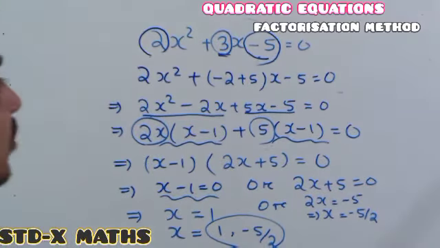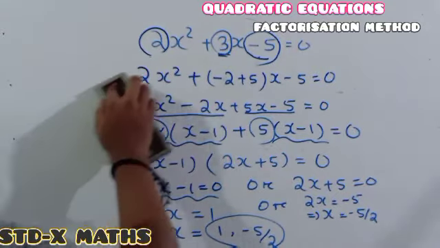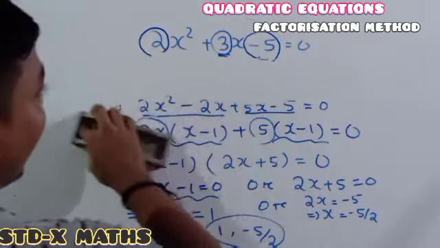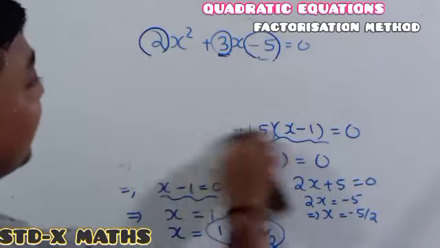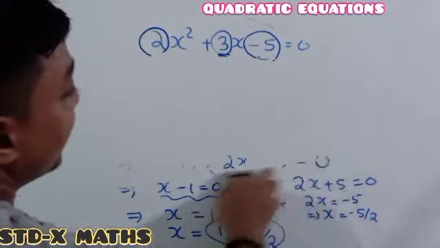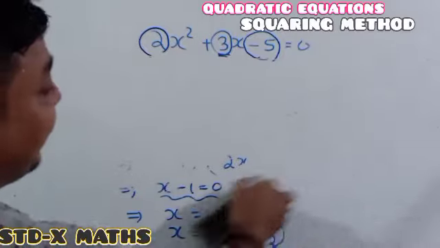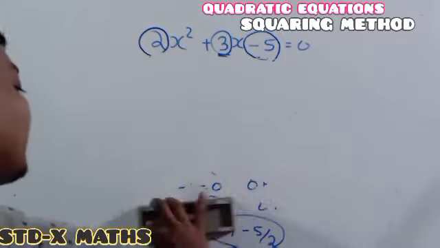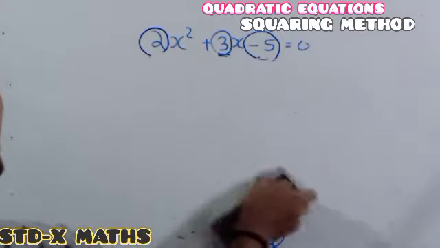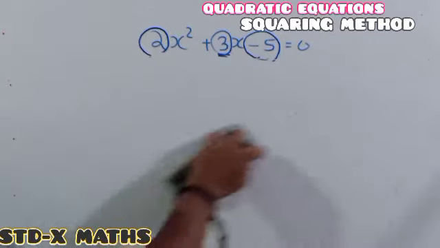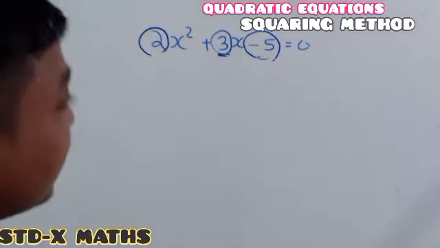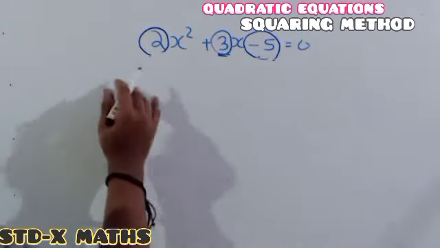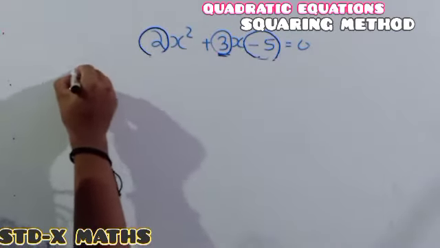See, the same question now I will do in another alternative way, and the name of this alternative way is completing the square of the quadratic equation. The second method is the squaring method. By the squaring method, how can we find the roots of the quadratic equation? See, in the squaring method, always one thing you have to see carefully.